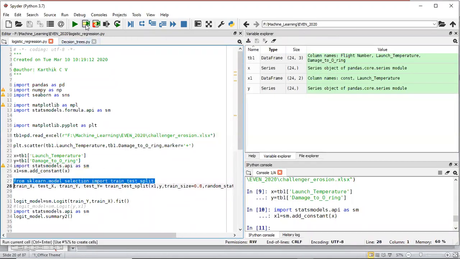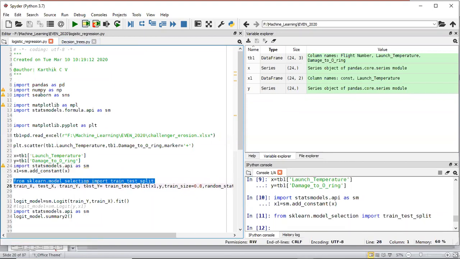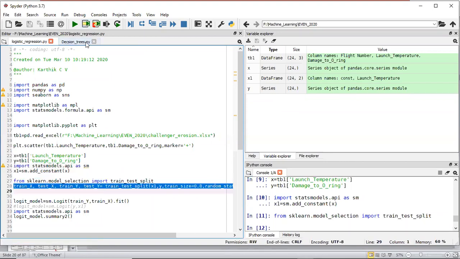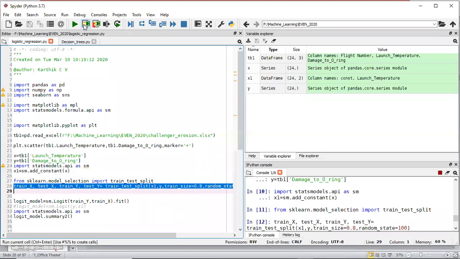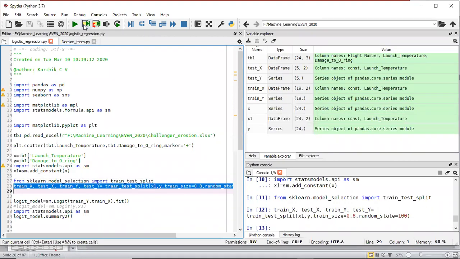Afterwards, what is this line number 28 doing? This line number 28 is dividing my entire data set into a training data set and a testing data set with a train size of 0.8.